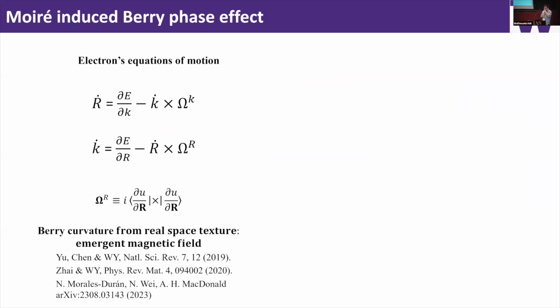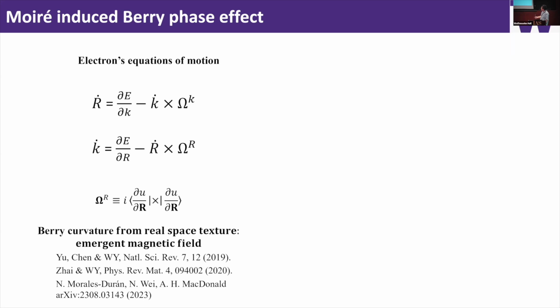So let me just walk you through the basics of why we get this Kane-Mele model in such systems. We look at the electron's equations of motion. Here I write down the equations with positions and crystal momentum. The key is to look at the right-hand side. In the equation for the position, on the right-hand side, we have k dot cross Omega k. k is the crystal momentum. Omega k is the Berry curvature in momentum space. So in this case, this Berry curvature in momentum space is equivalent to a pseudo-magnetic field. This term gives rise to the anomalous velocity, and that's the phenomenon we usually know as the valley Hall effect.